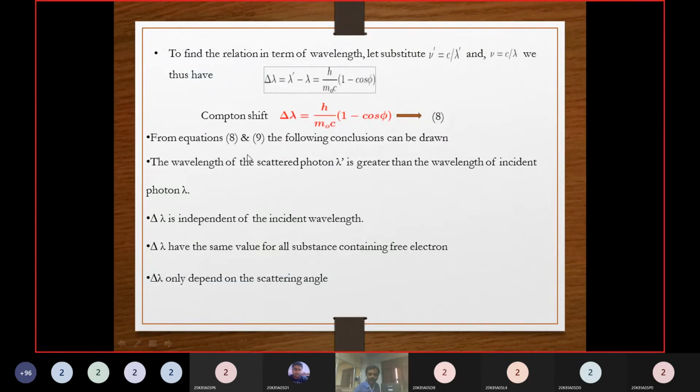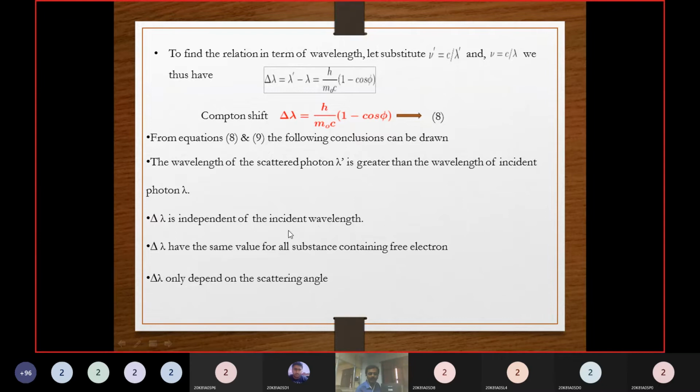Now from this we have some conclusions. The wavelength of the scattered photon lambda dash is greater than the wavelength of the incident photon, because less energy means greater wavelength. Del lambda is independent of the incident wavelength, because it only depends on h, the Planck's constant, m naught, the mass of the electron, and c, the light velocity, which are all constants. That's why the Compton shift only depends on the scattering angle.